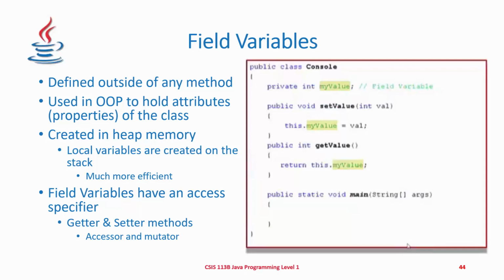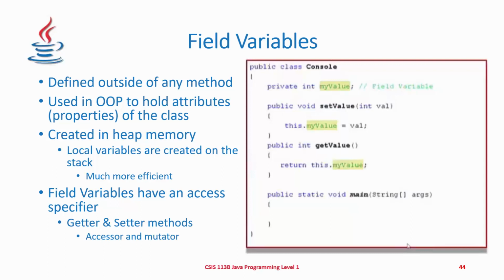So if you see the code example on the right there, we have a private int myValue, and that's a field variable because it's declared outside of any method. So that belongs to the class console. And any of the methods inside a console can access that variable because it's a field variable, not a local variable. So then we do exactly that.